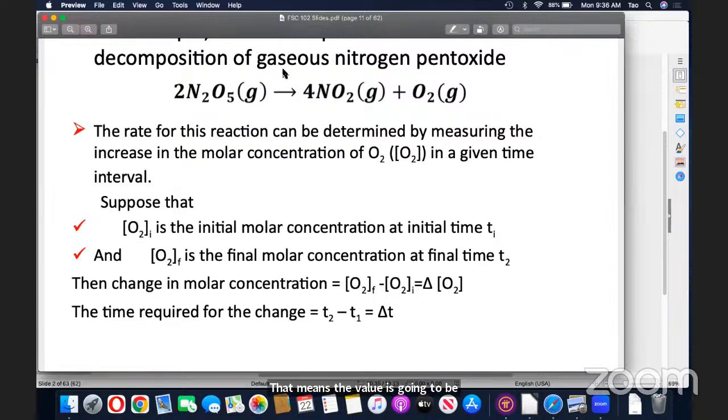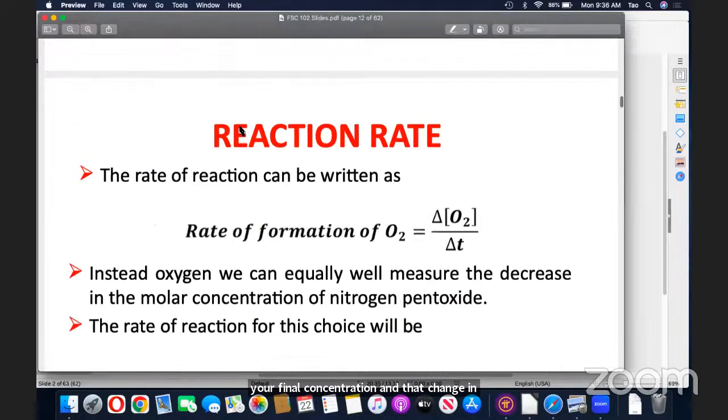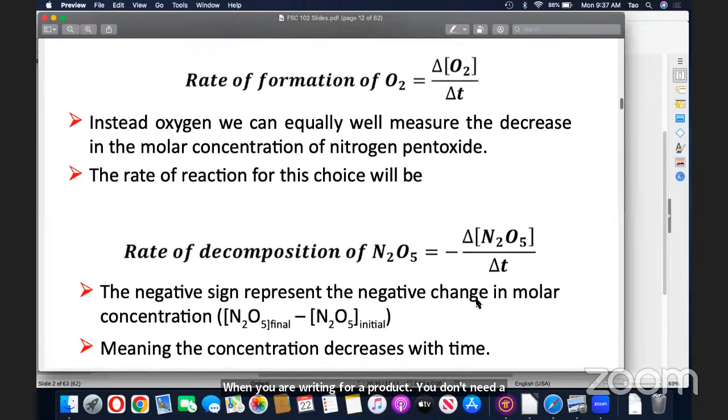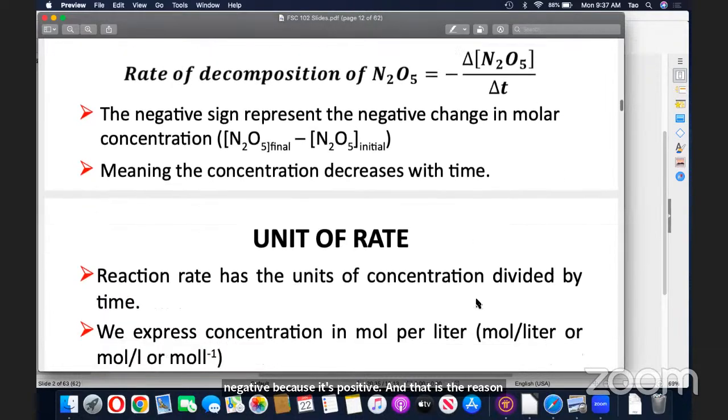But if you're using this, remember, the concentration decreases with time. Your initial concentration is going to be higher than your final concentration, and that change in concentration is going to be negative. That is why, when you're writing the rate of consumption of a reactant, there has to be a negative. When you're writing for a product, you don't need a negative because it's positive. And that is the reason why one is negative and the other one is positive.